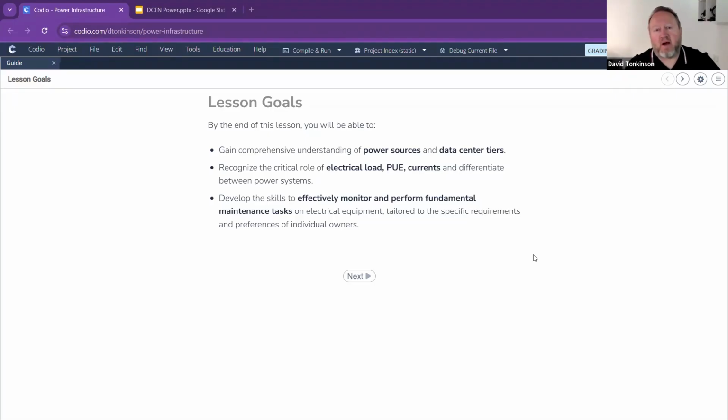So as I said, we're going to talk about power, the electricity that comes into data centers and how that's actually used. We're going to gain a comprehensive understanding of the power sources and also the data center tiers, because they break them into tiers, which is quite important. We're going to recognize the critical roles of electricity, loads, and PUEs, and we're going to introduce you to current and the different types of power, AC and DC. And we're going to develop some skills to effectively monitor and perform fundamental maintenance tasks on those systems.